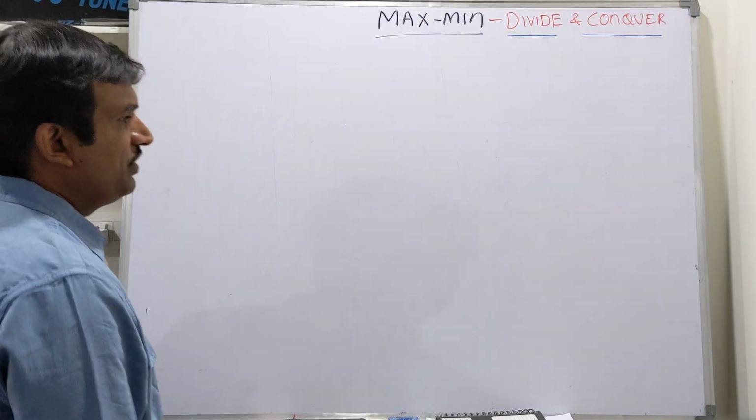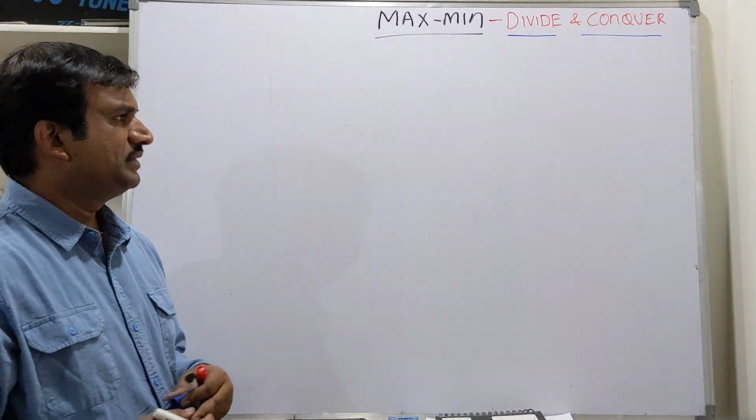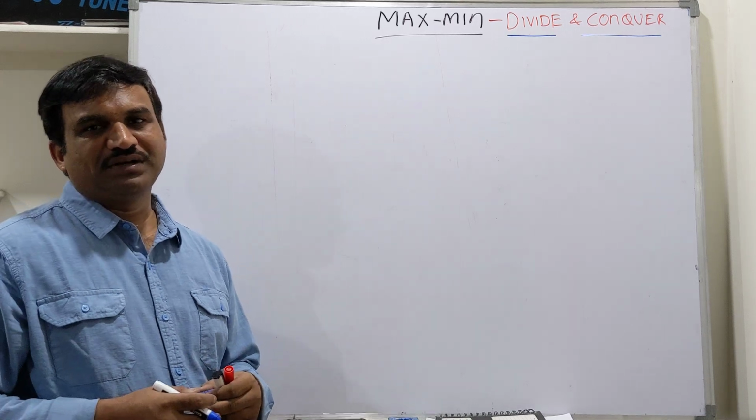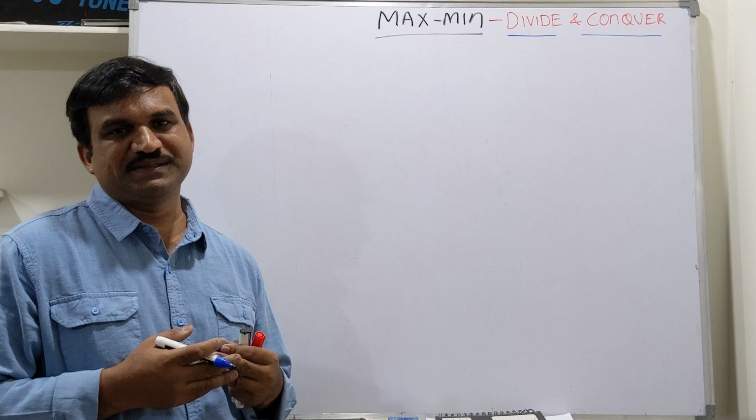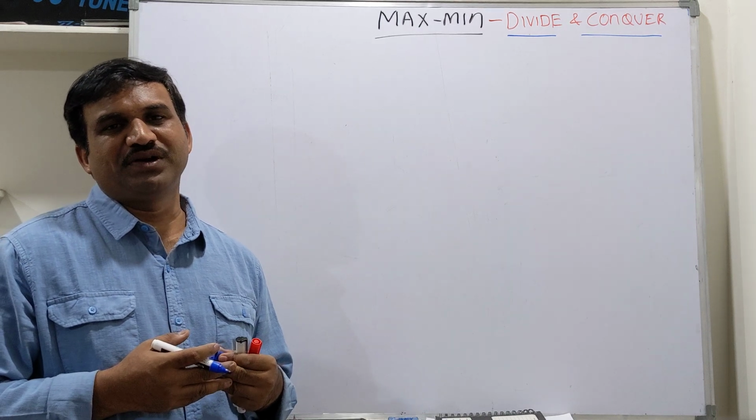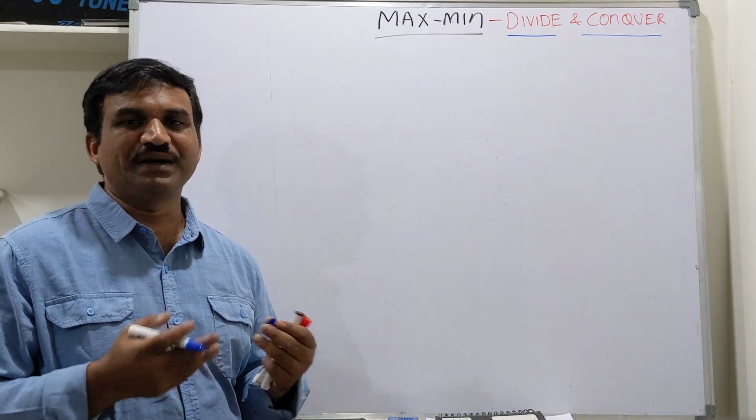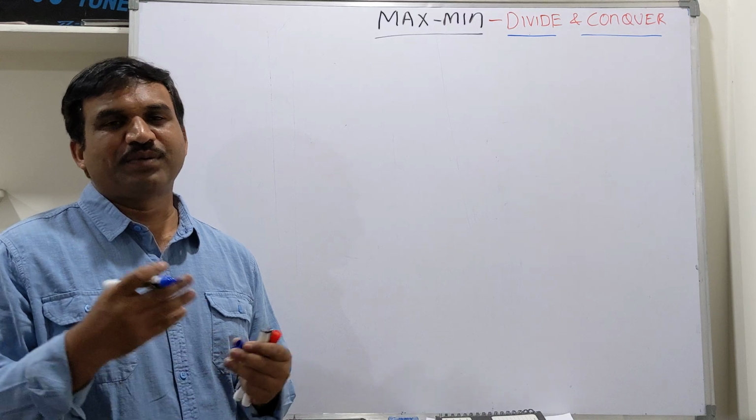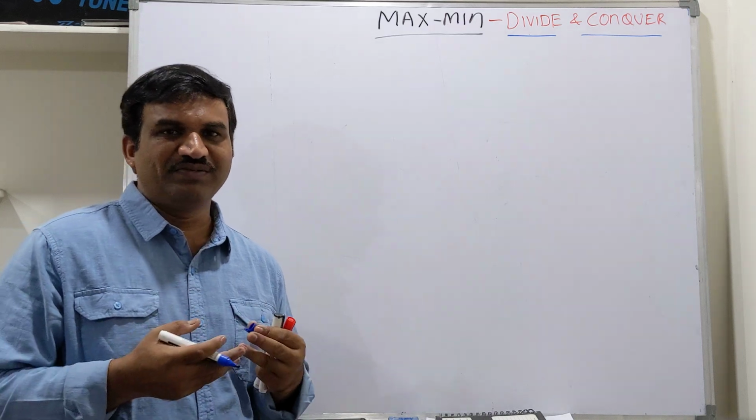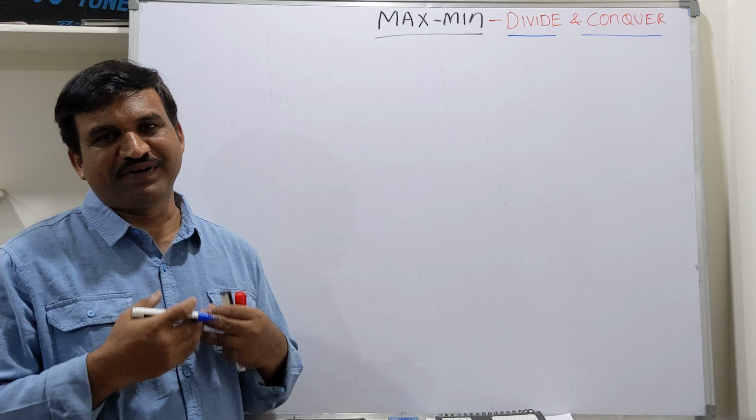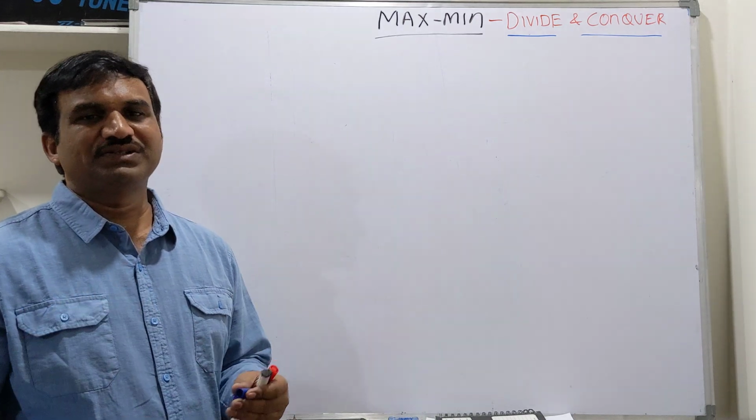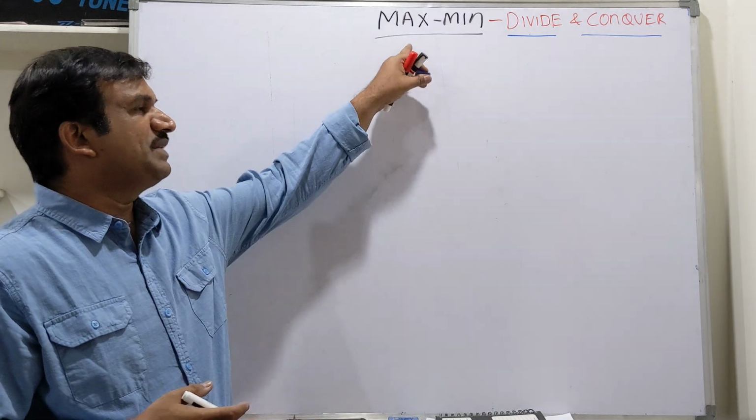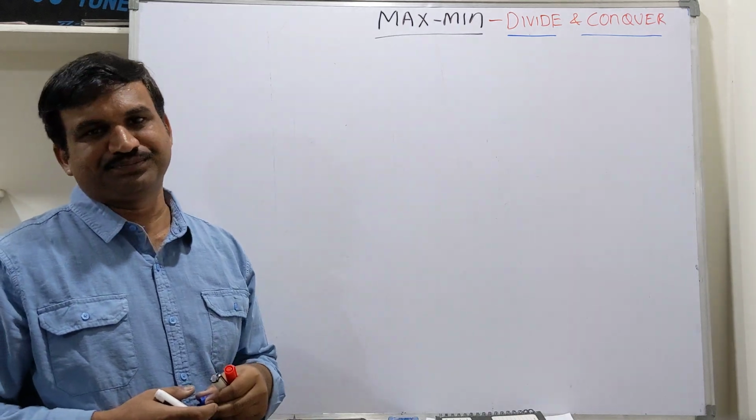Algorithm max min using divide and conquer. So basically what do you mean by divide and conquer? Whenever the problem is big, we divide the problem into k pieces and each piece is solved using the same logic, and we combine. If the problem is small, we solve. If the problem is big, we divide and solve. Let us solve the problem max min using divide and conquer.